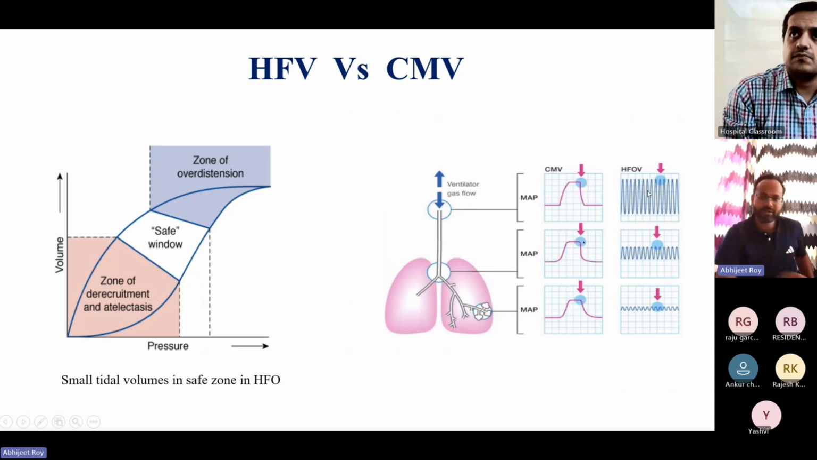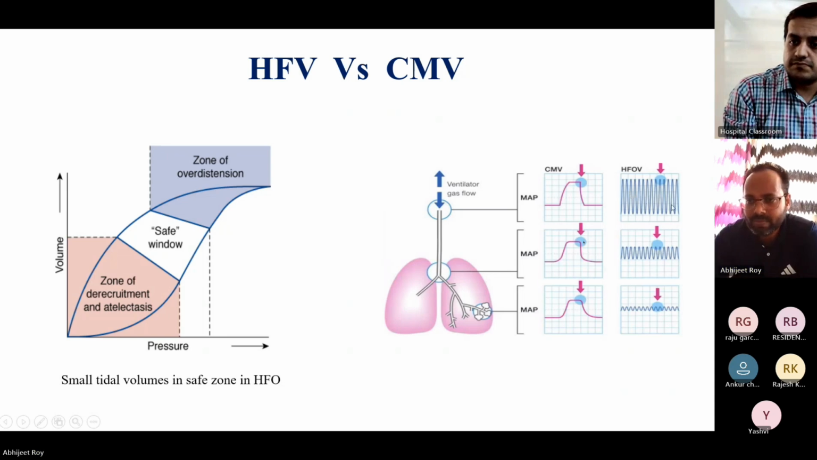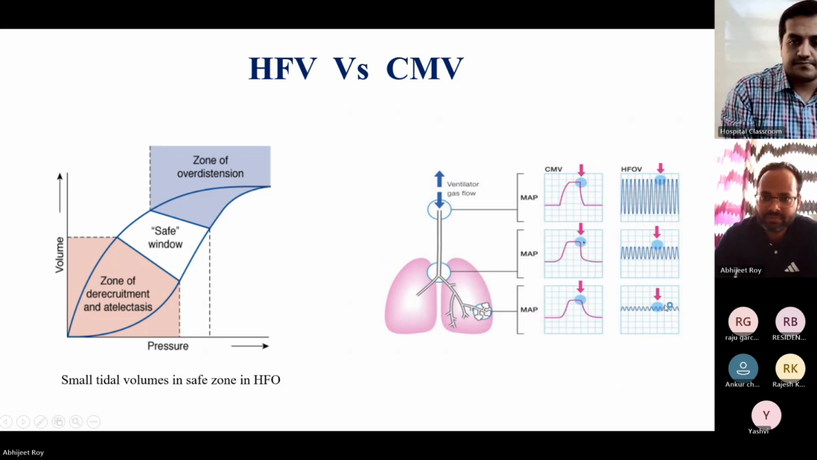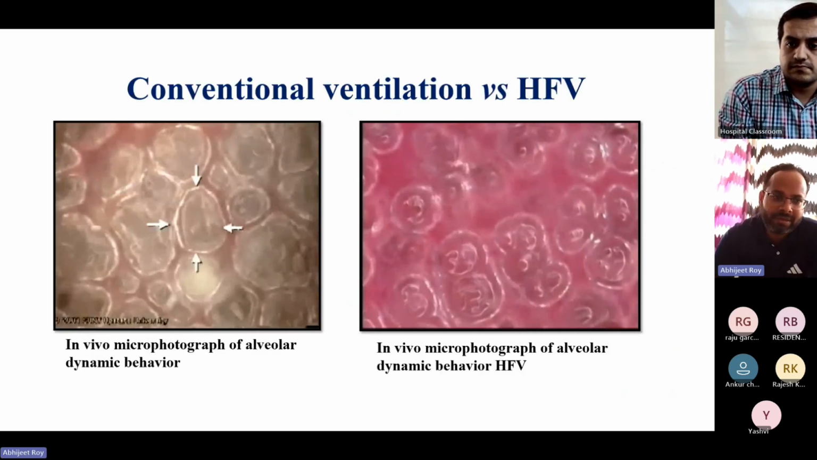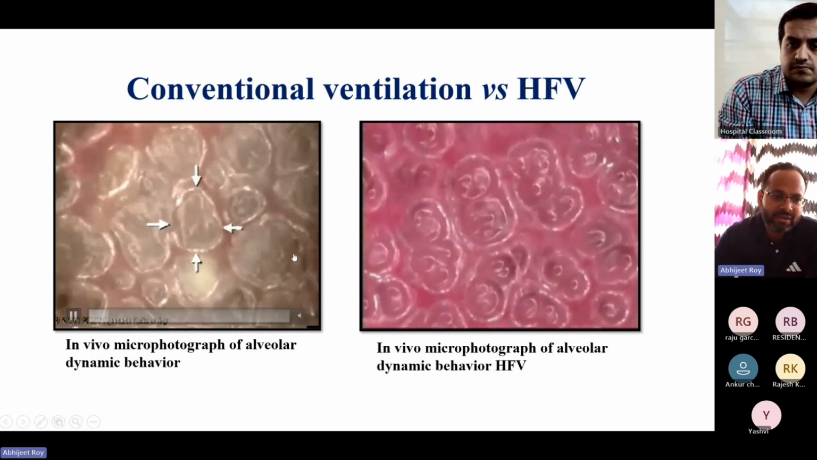There will be attenuation of the amplitude, and the peak pressures delivered will be less during high frequency ventilation. So pressure injury would be less. So what is the advantage?